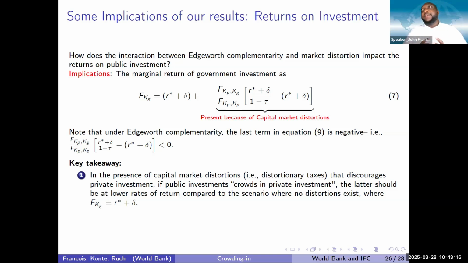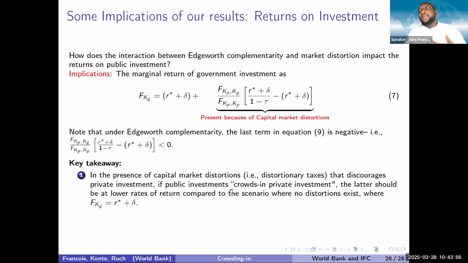But for a lot of developing countries where capital market imperfections or distortions exist, some papers have shown, which is equation 7 here, that in the presence of capital market distortions, public investment should be allowed a lower marginal rate of return compared to when capital markets are perfect. I'll explain this very briefly. When capital markets are perfect, you should expect that the returns of public investment and private investment should be equal, right? Based on this equation right here.